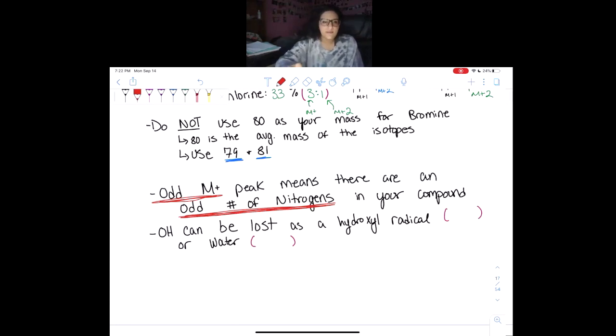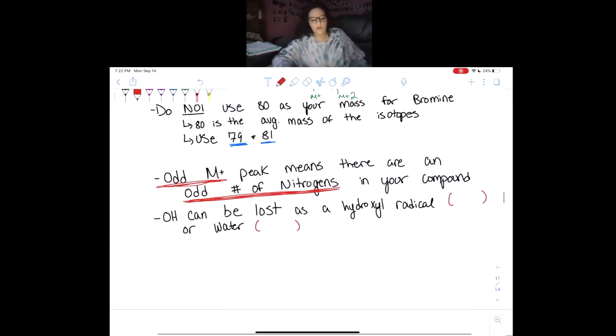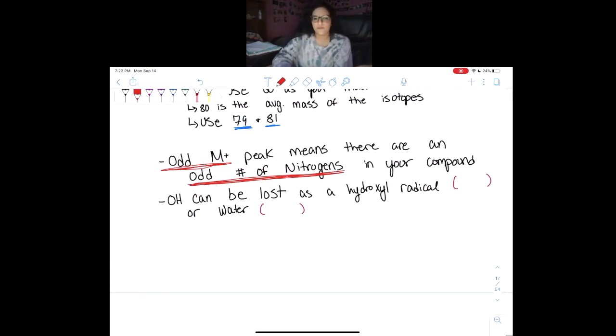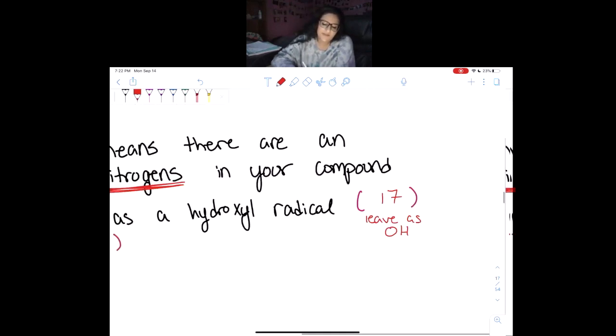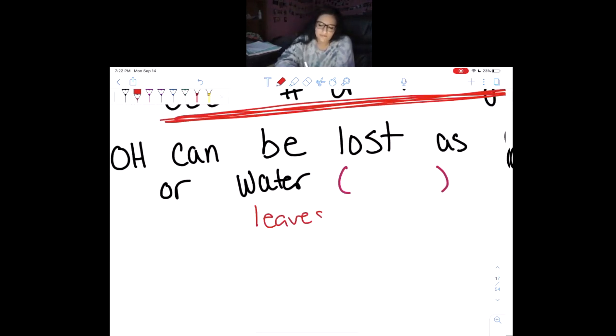Okay, so next thing I want to mention about Mass Spec is H2O or OH. This is a little bit complicated if you don't see an example, so after I explain it, I am going to do an example. So OH can be lost as either a hydroxyl radical or an H2O, which is water. If it leaves as the hydroxyl radical, it will leave as OH, and that would mean the mass of that would be 17. If it leaves as water, it leaves as H2O, so that would be minus 18.